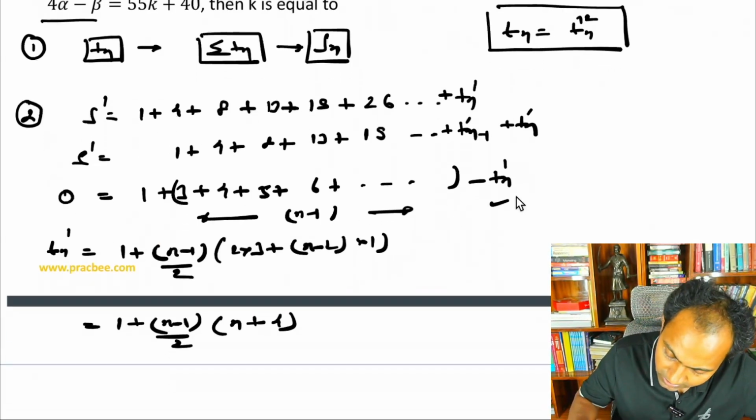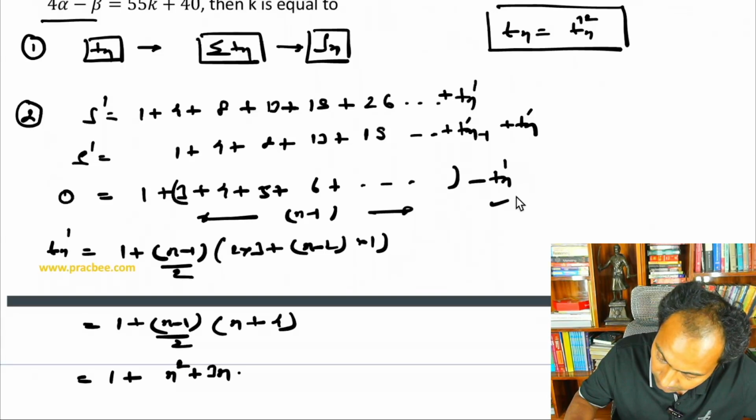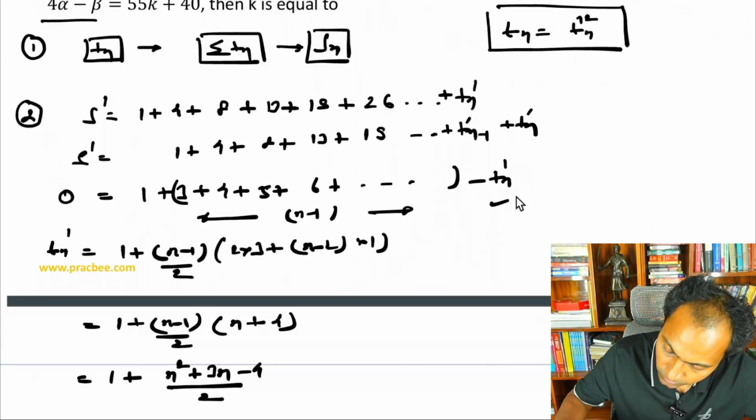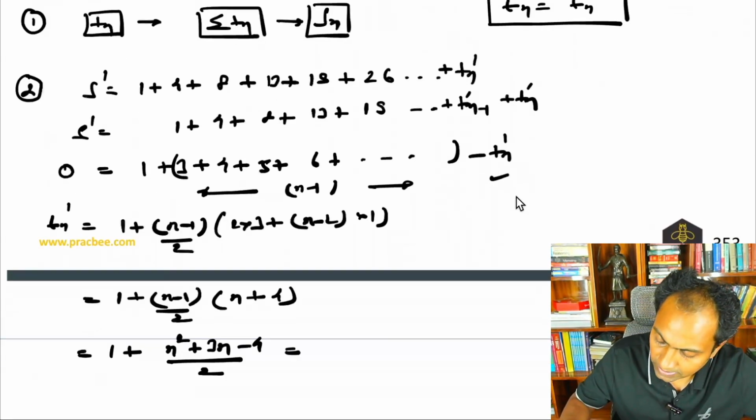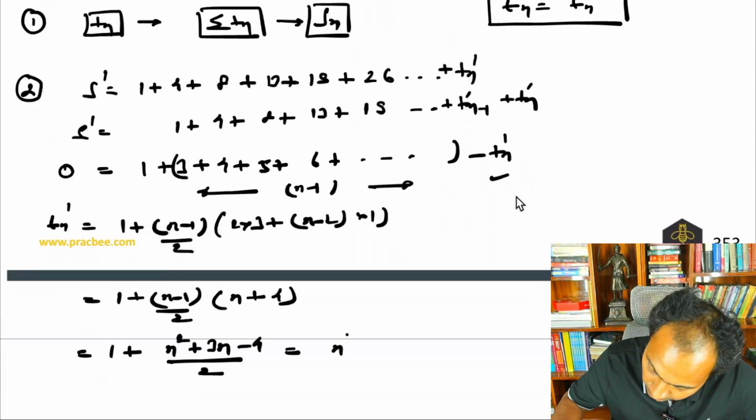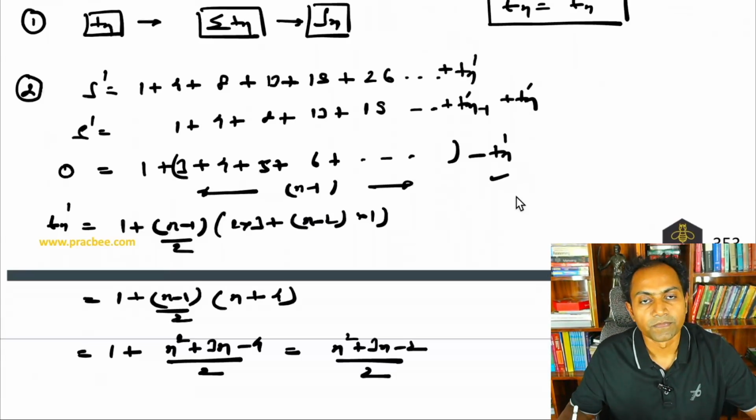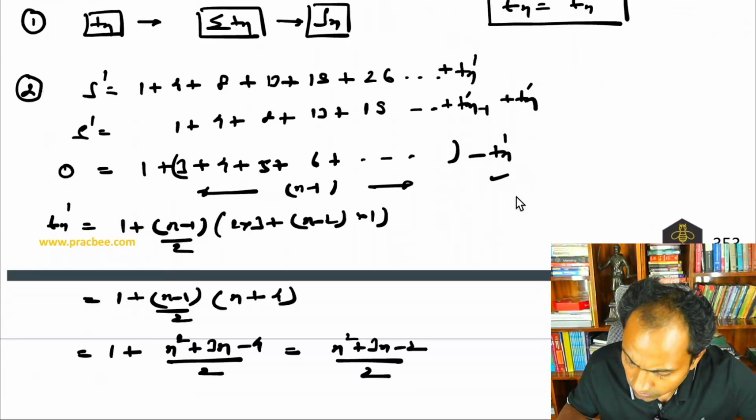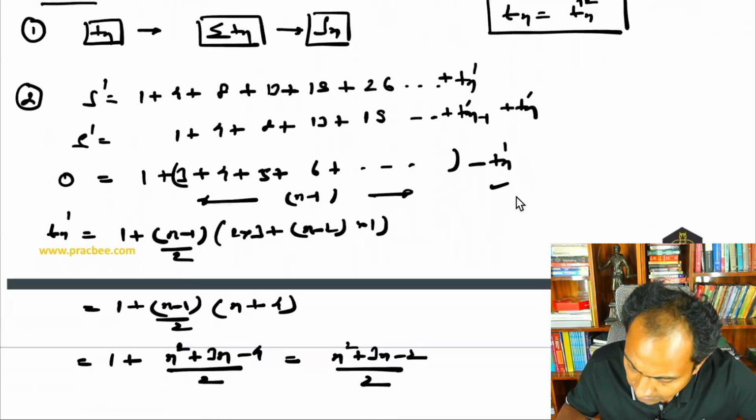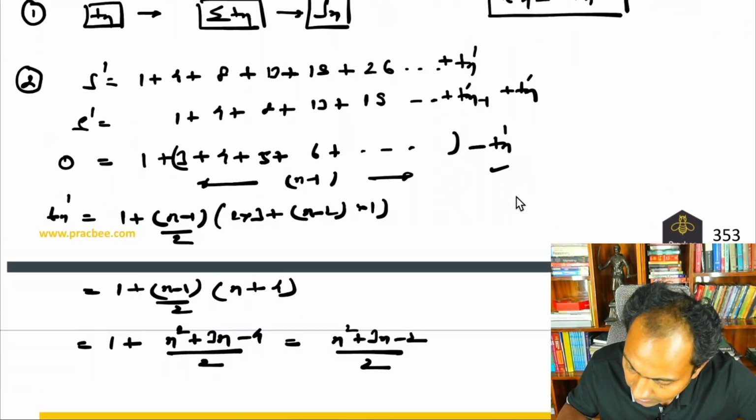Once we have got this, the value comes out to be 1 plus (n square plus 3n minus 4) divided by 2. And if I further simplify, this comes out to be nothing but (n square plus 3n minus 2) by 2. This is what I have got. Once we have got this value, then in the next step, we can square and figure out the final answer.